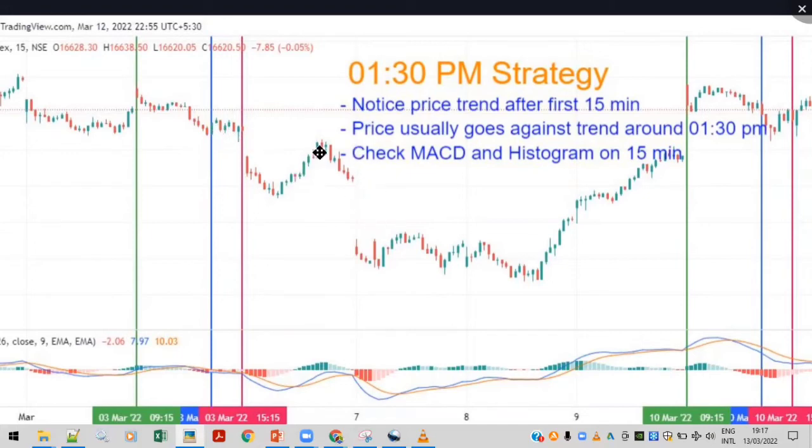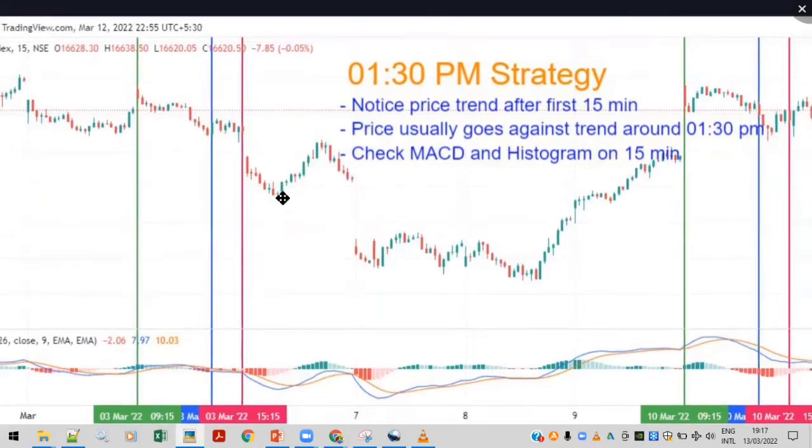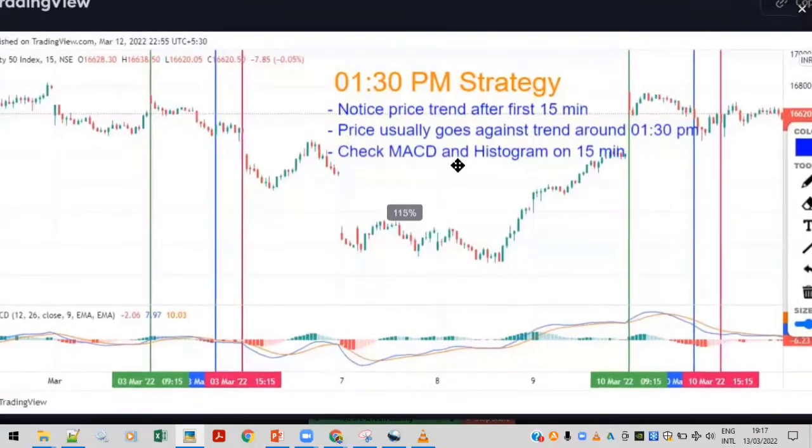The second point is that the price usually goes against the trend. Here you need to observe MACD on the 15-minute chart. On the 15-minute chart, MACD is negative here. Same case here around 1:30 p.m. MACD is negative and the histogram is negative. MACD is negative in the sense that MACD has a negative crossover. Here also a negative crossover was already there. Around 1:30, the 15-minute candle was showing the MACD histogram red. That indicates the trend is still going to go on the downside after 1:30 p.m.